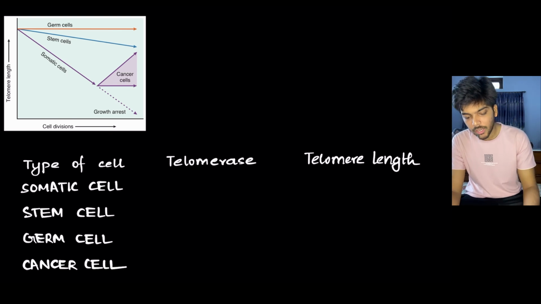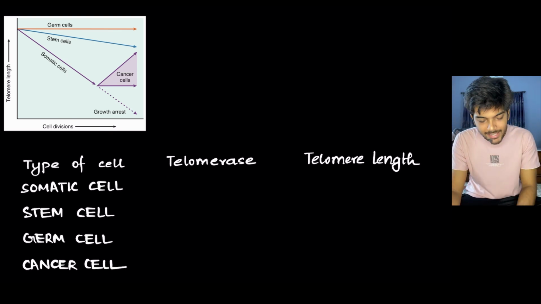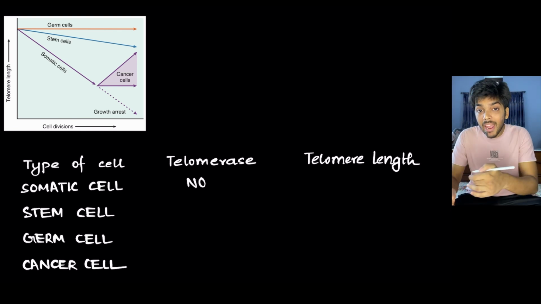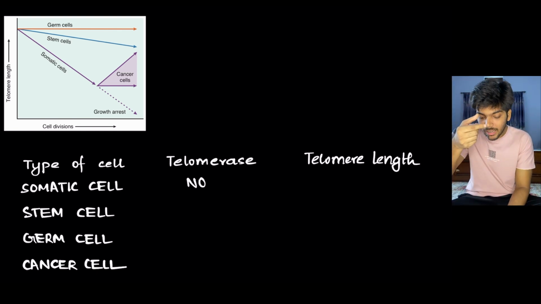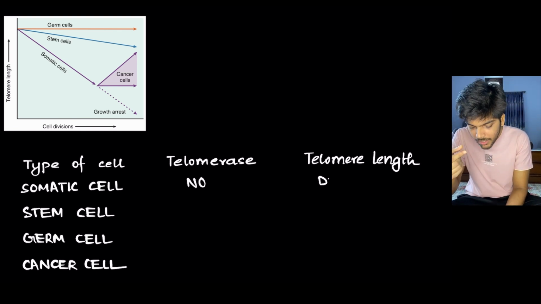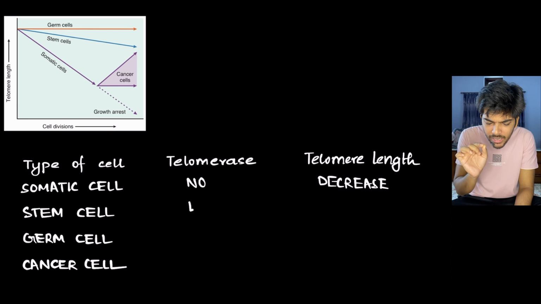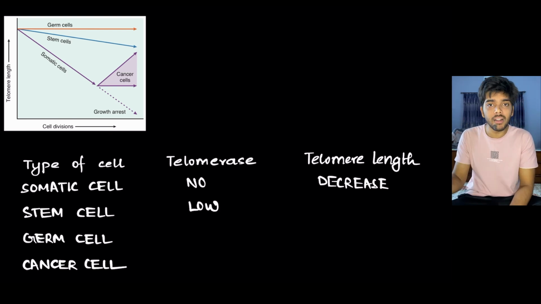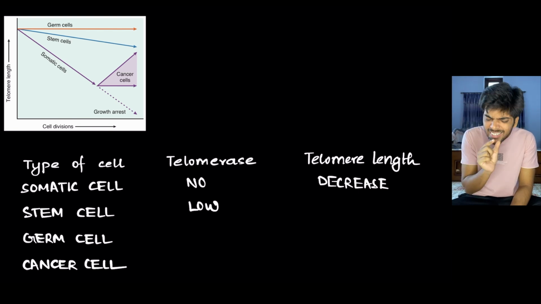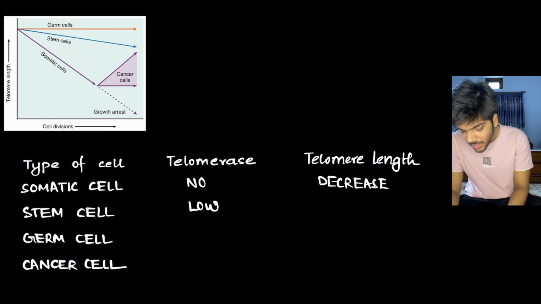So let's compare the telomerase activity. In somatic cell, there is no telomerase activity. That means with every cell division, the telomere length is going to decrease. In stem cell, there is low telomerase activity. So with every cell division, the telomere length will go down, but it will go down slower because the little telomerase activity is preventing the decrease in length. So there is slow decrease.